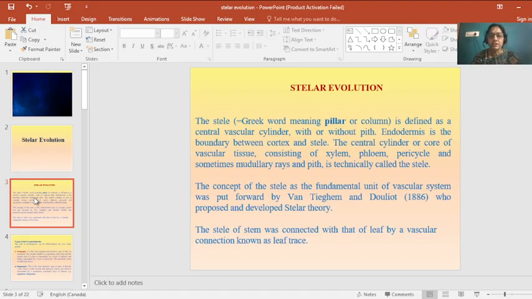is technically called the stele. The vascular system concept was put forward by Van Tieghem and Douliot in 1886, who proposed and developed the Stelar theory. The stele of the stem was connected with that of the leaf by vascular connections known as the leaf traces.